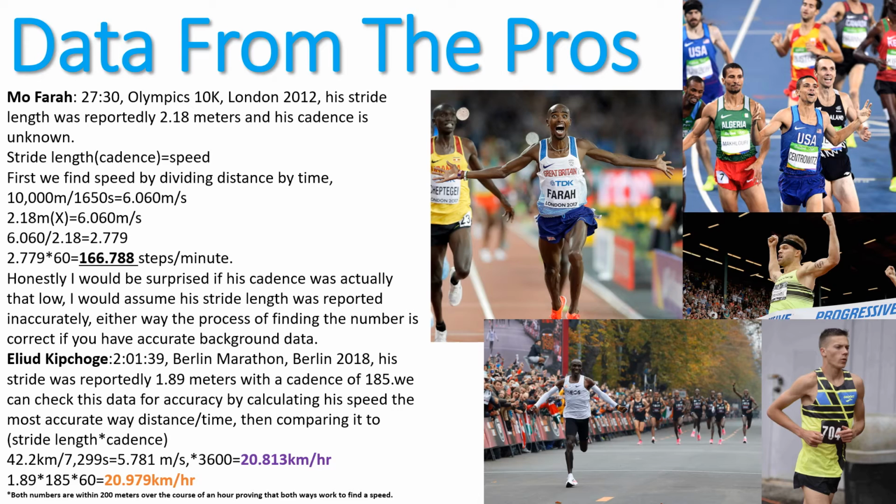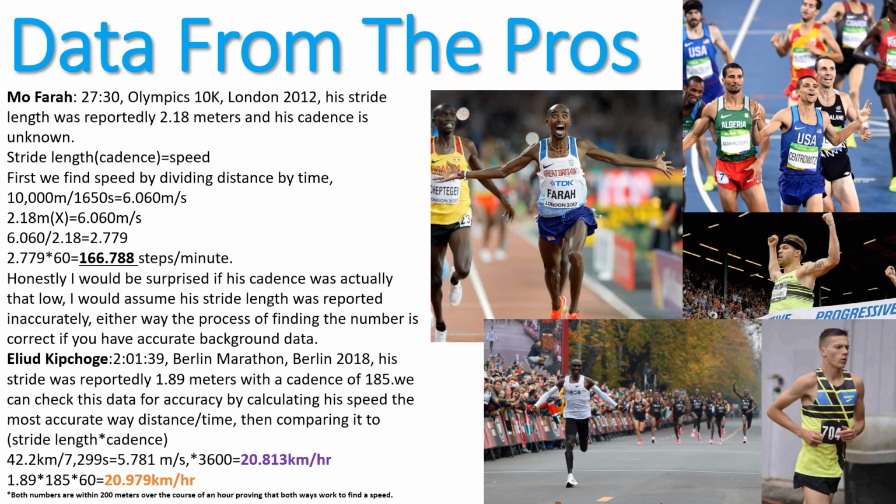His distance was 42.2 kilometers divided by time, 7,299 seconds. And I got 5.781 meters per second times 3,600, which is seconds in an hour, equals 20.813 kilometers an hour. Now let's check for accuracy by doing it with the reported stride lengths and cadence. 1.89 meters, which was his average length of step, times the amount of steps he takes per minute, times 60 minutes. So that's going to get his distance traveled in an hour. And I got 20.979 kilometers an hour.